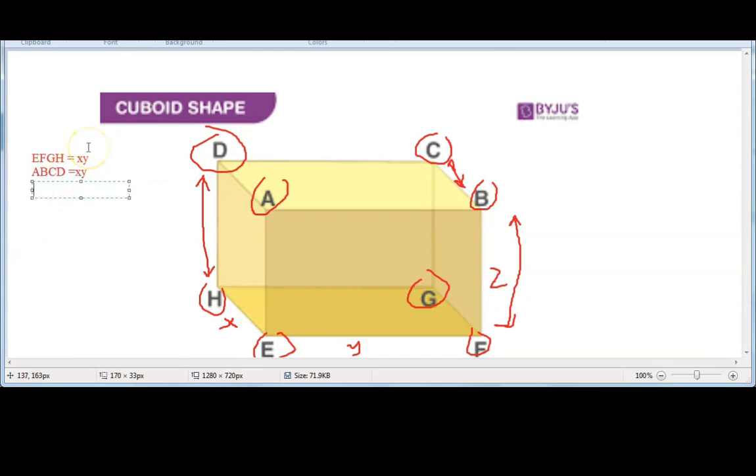So going further, we will write BCFG is equals to XZ, and ADEH is also equals to XZ.